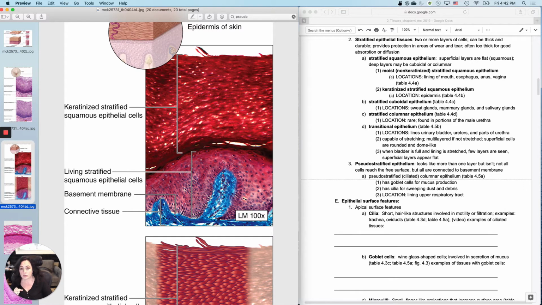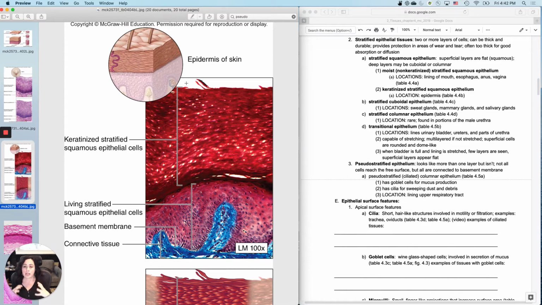This tissue is basically kind of like a moist stratified squamous epithelium plus a whole bunch of dead cells on the surface that are primarily packed with this protein called keratin, and keratin is a waterproofing protein. So you find this in areas in which you need protection from abrasion, but you also have the likelihood of water loss. So this would, for instance, be found on the epidermis of your skin.